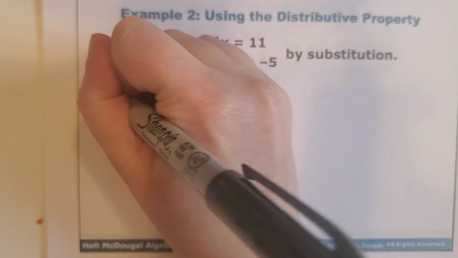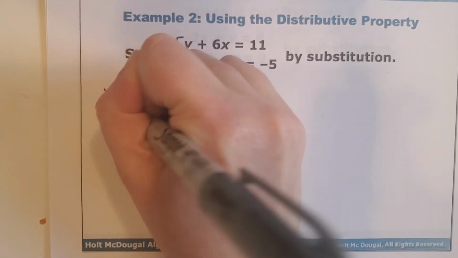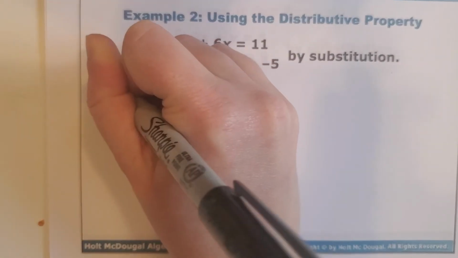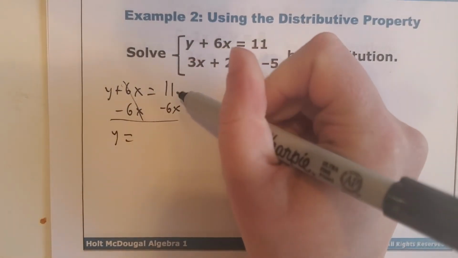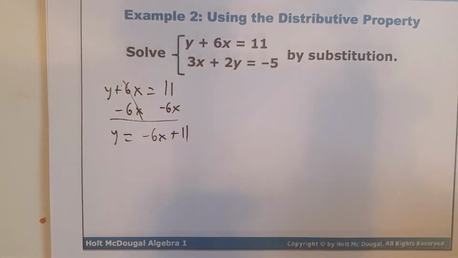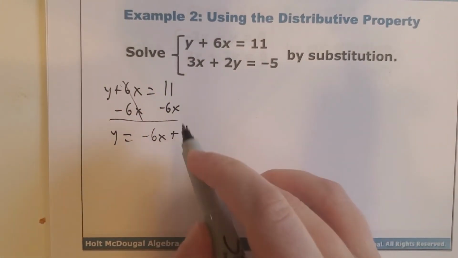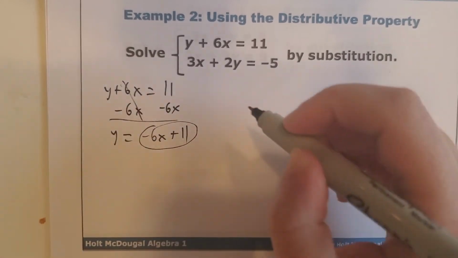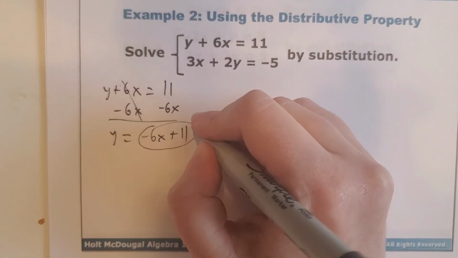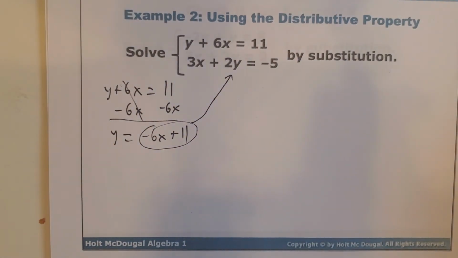So y plus 6x equals 11. You minus 6x from both sides to get the y alone. And we can't combine these again, so this is going to be -6x plus 11. All right? Now we're going to take this expression, -6x plus 11, go to the other equation, and substitute it in for y. That's why it's called substitution, because you're solving and then substituting and then solving again.